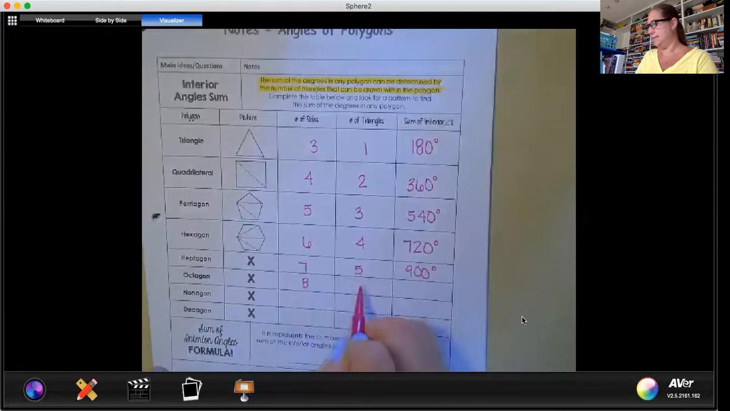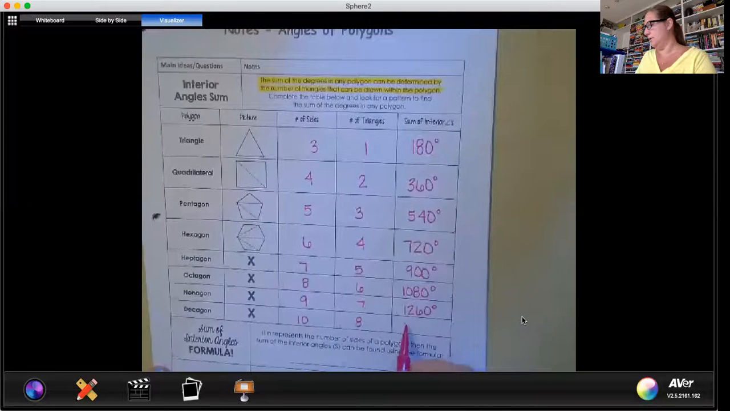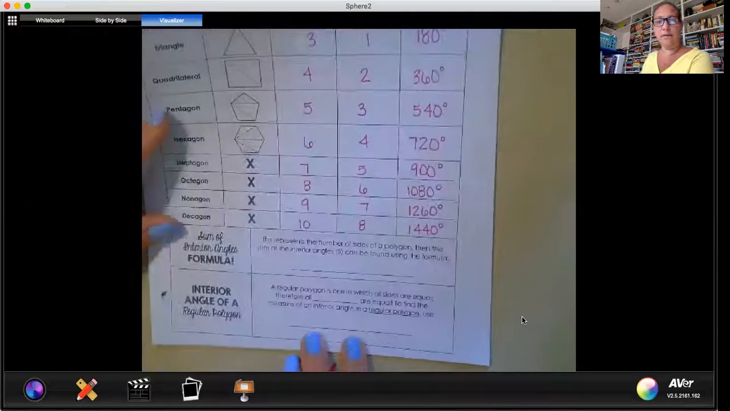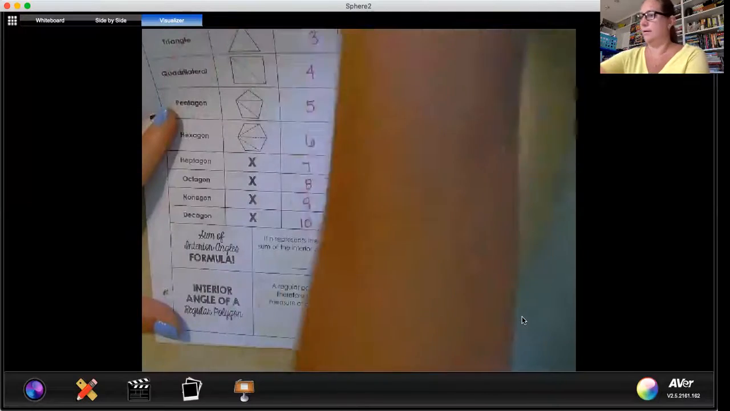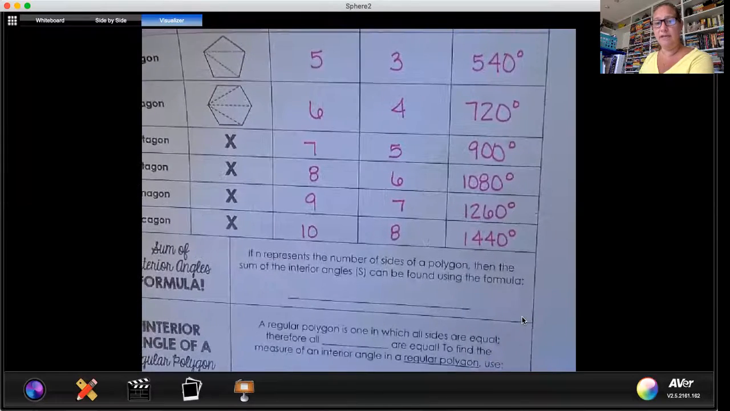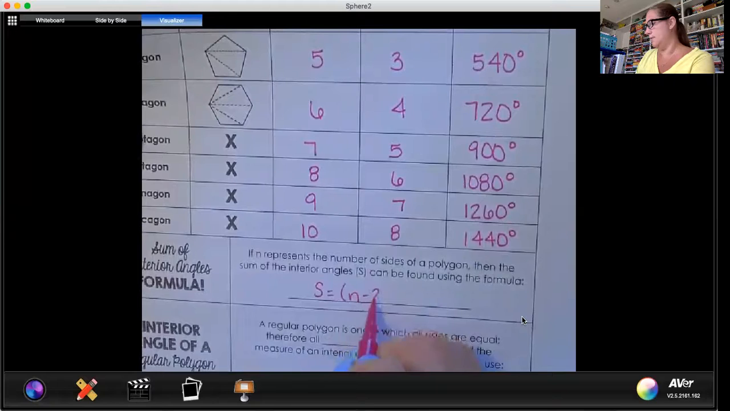Octagon, eight sides, six triangles, 1080 degrees. Nonagon, nine sides, seven triangles, 1260 degrees. And decagon is 10 sides with eight triangles, 1440 degrees. So the sum of the interior angles formula, if n represents the number of sides of the polygon, let me zoom in a little bit so you can see that better, then the sum of the interior angles S can be found by using the formula n minus 2 times 180. N is your number of sides.